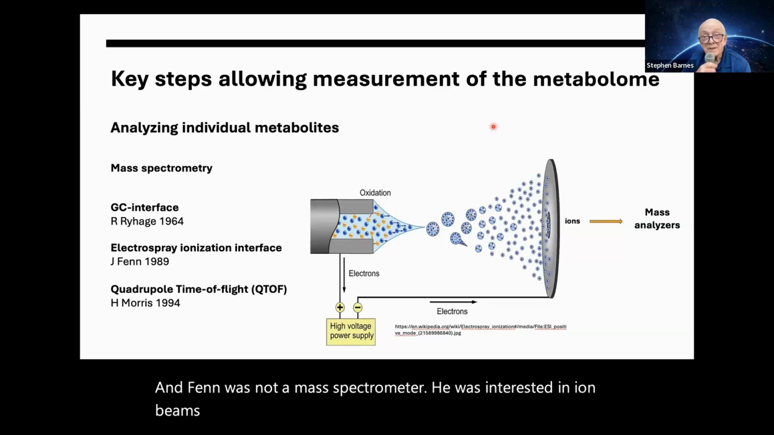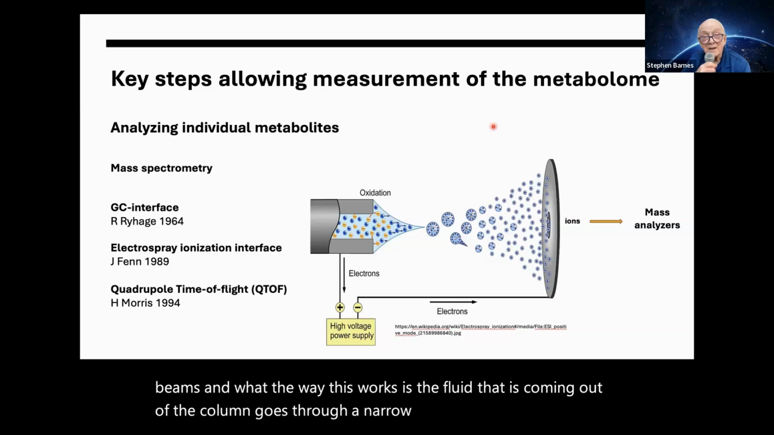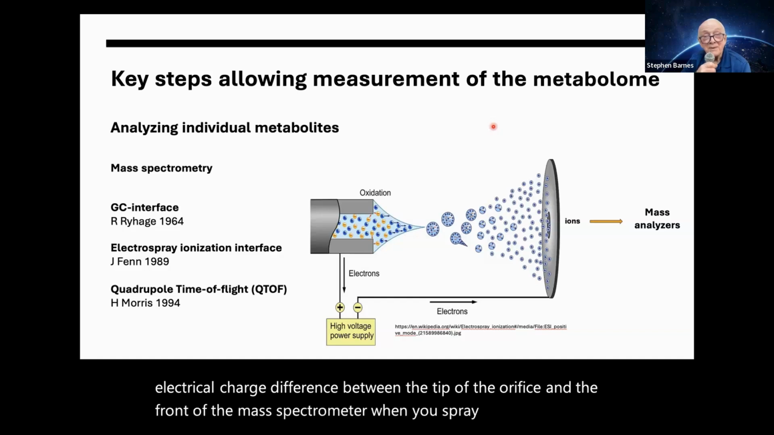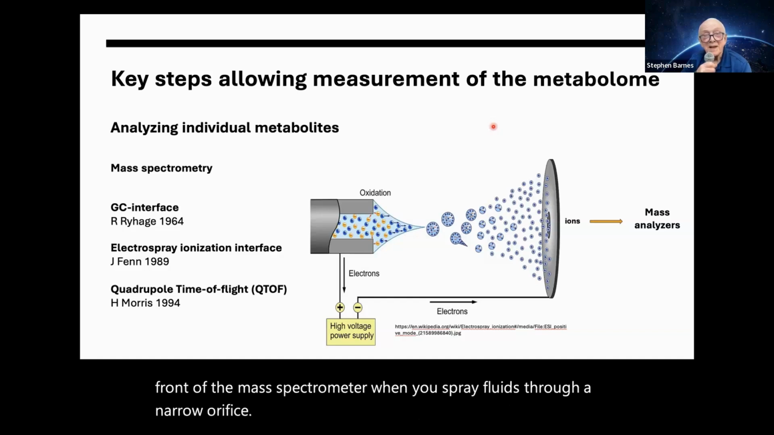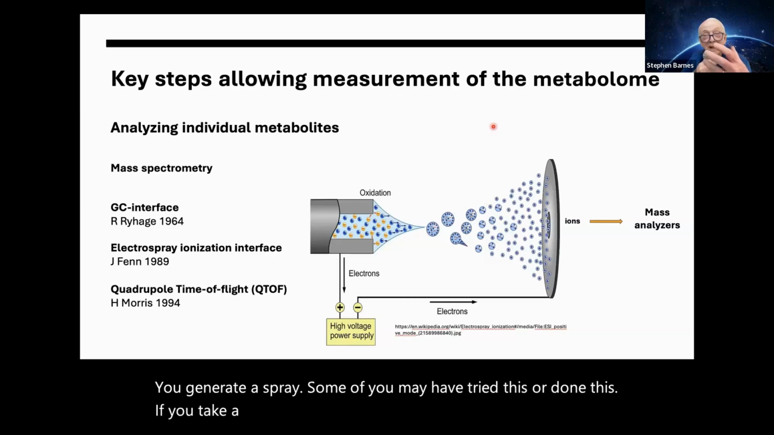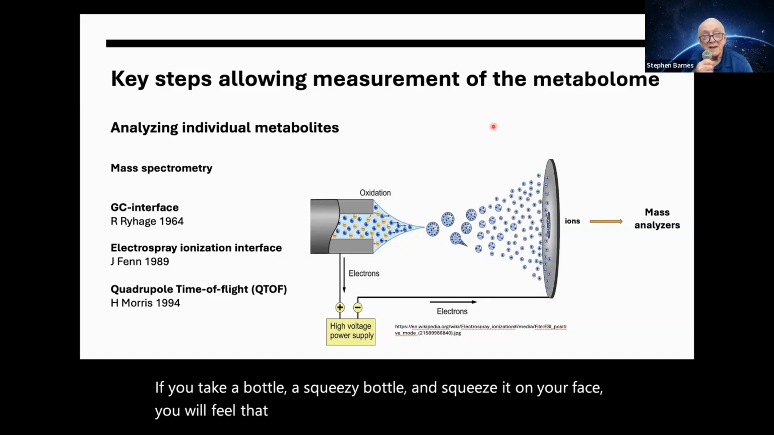The way this works is the fluid that is coming out of the column goes through a narrow orifice, and there is an electrical charge difference between the tip of the orifice and the front of the mass spectrometer. When you spray fluids through a narrow orifice, you generate a spray. Some of you may have tried this. If you take a squeezy bottle and squeeze it on your face, you will feel that the fluid that hits your face is cold. And this is the key.